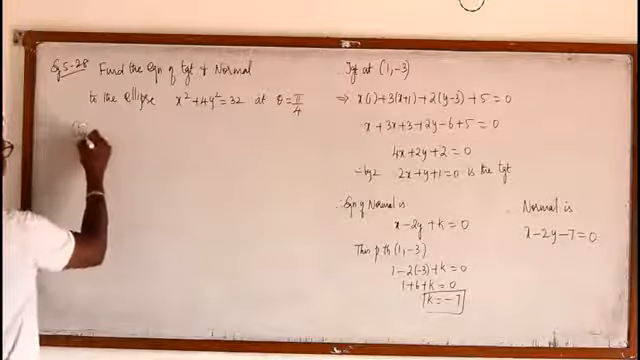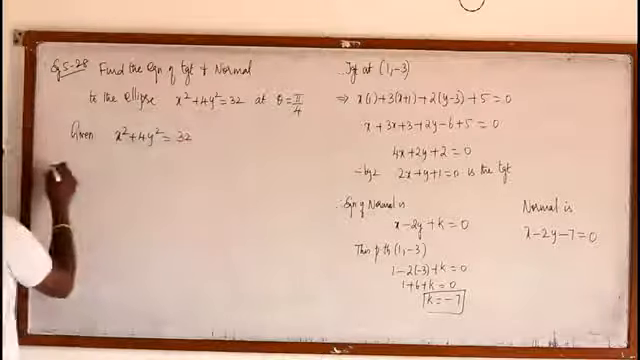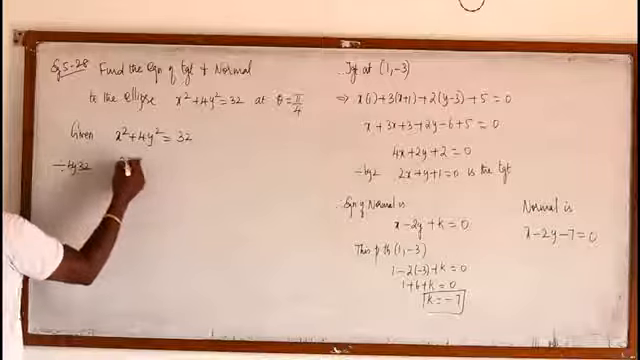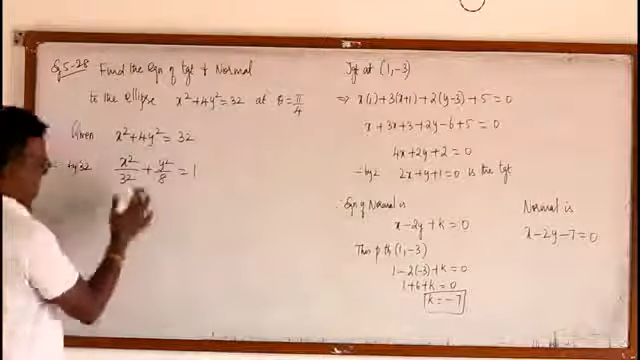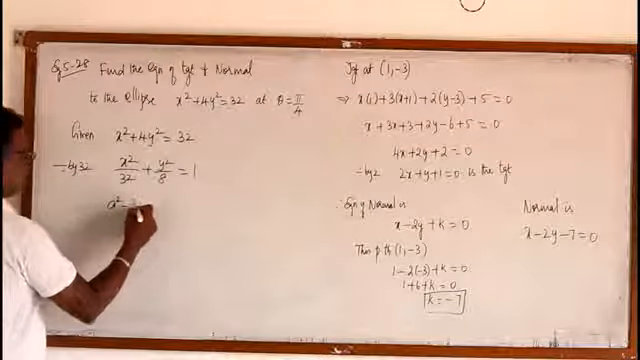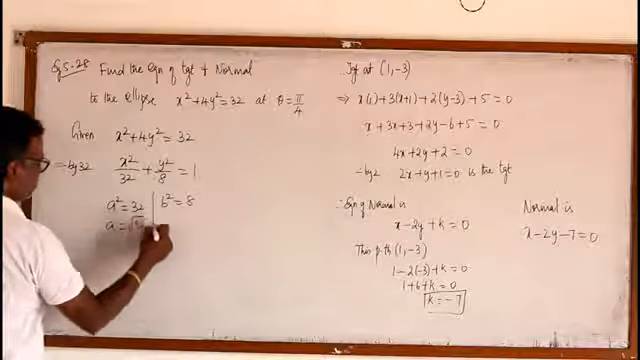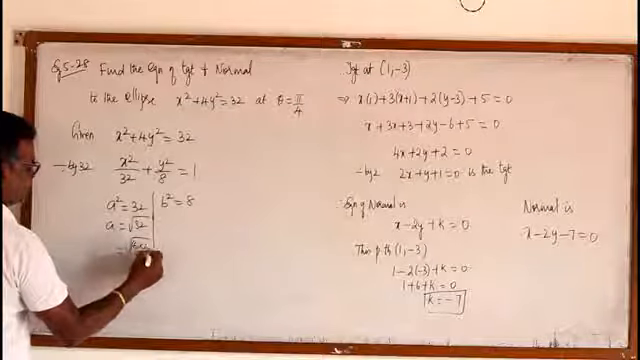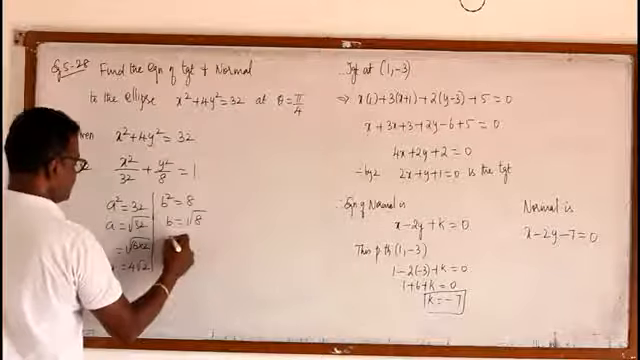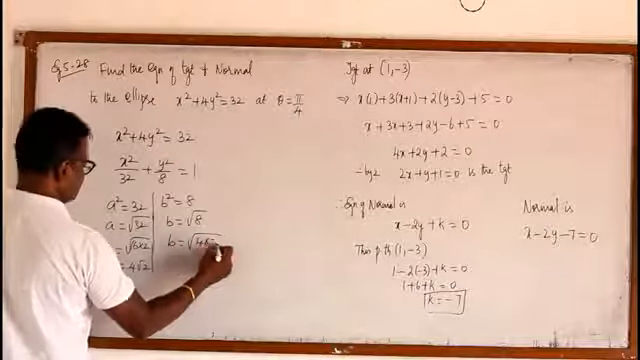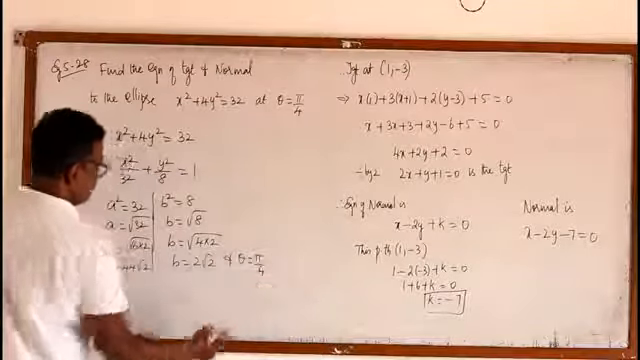So given x² + 4y² = 32. Divide by 32, I'll get the standard form, isn't it? x²/32 + y²/8 = 1. Since it is an ellipse, the bigger number is a² and b² = 8. So a = √32. Is it 16 into 2? So a = 4√2. Similarly, b = √8. 8 is 4 into 2. So b = 2√2. And θ is given as π/4.